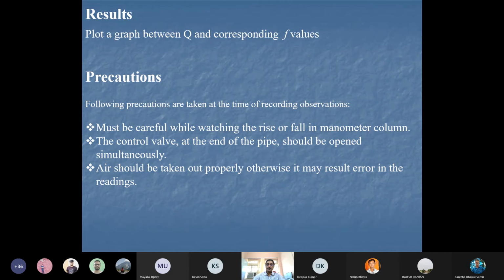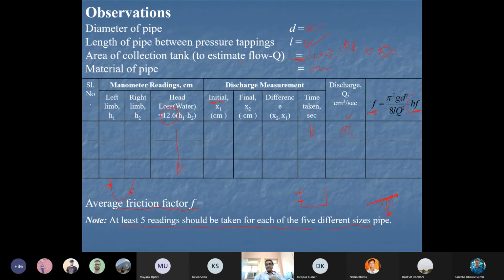Then you need to plot the graph between discharge and corresponding F value for each pipe diameter. Is it clear?